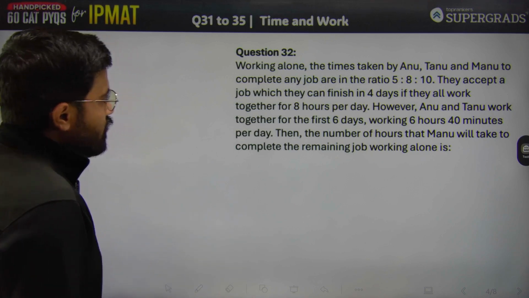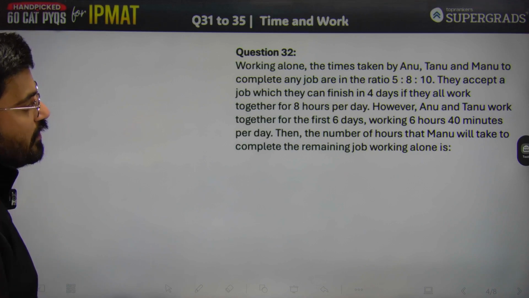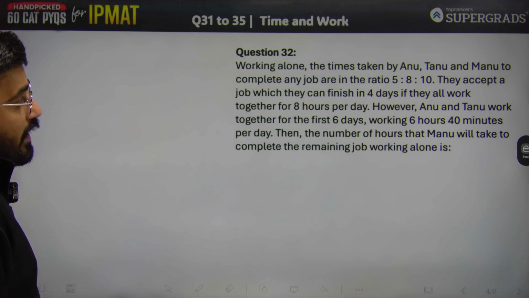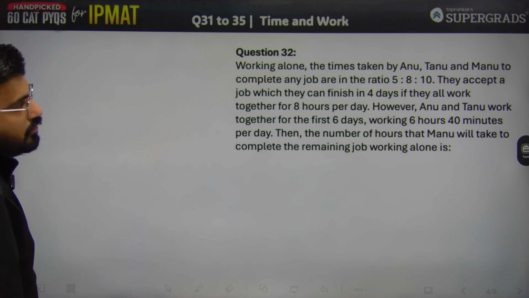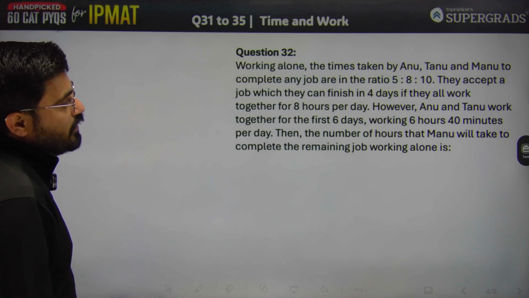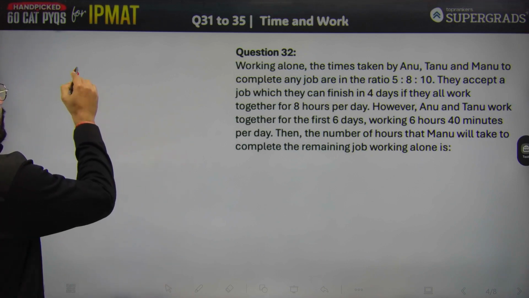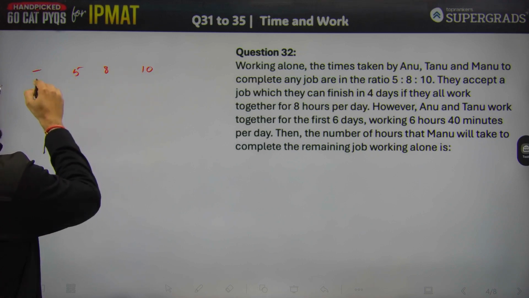Working alone, the times taken by Anu, Tanu and Manu to complete any job are in the ratio 5 is to 8 is to 10. They accept a job which they finish in 4 days if they all work together for 8 hours per day. So working alone, they take 5, 8 and 10. This is the ratio of their time.